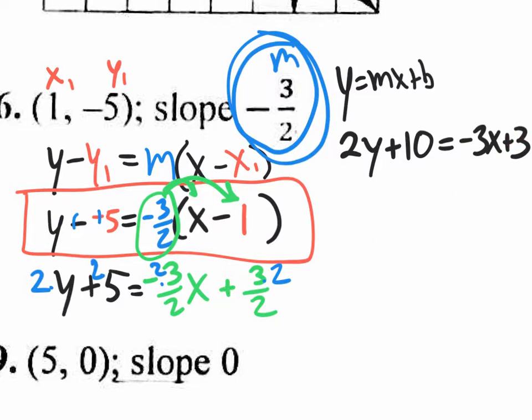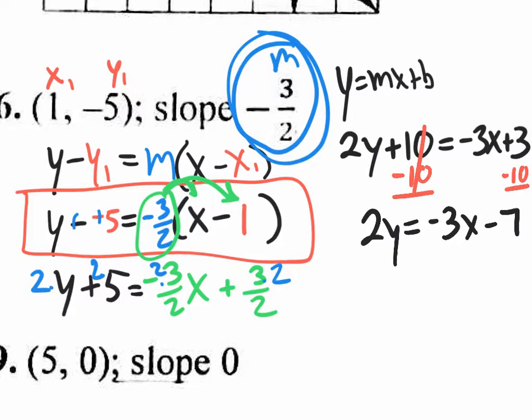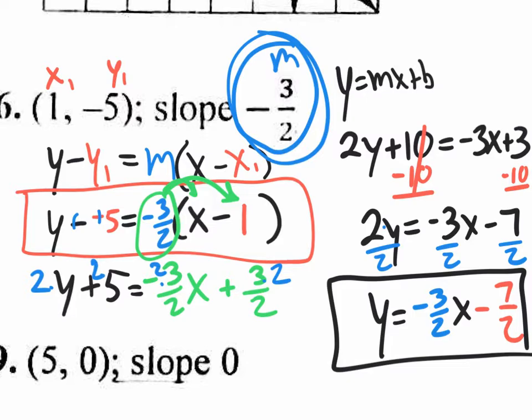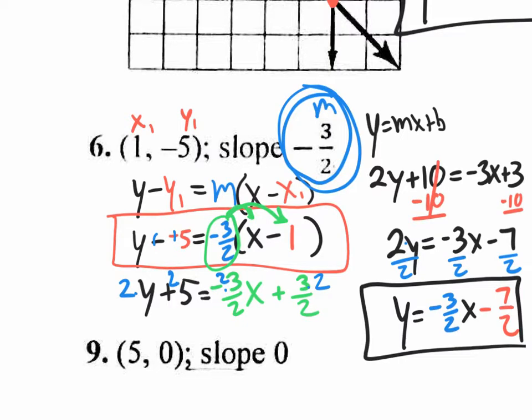Now let's get y by itself. So you're going to subtract 10, and we'd have 2y equaling negative 3x minus 7. So for my final step here, to get y by itself, I would divide by 2, and you'll get y equals mx plus b, negative 3 over 2 x plus b is simply a minus 7 over 2. Is that ugly? Yes. Is it the correct answer? I believe so. Check the back, please. y equals negative 3 halves x minus 7 halves? Yeah. That's number 6.